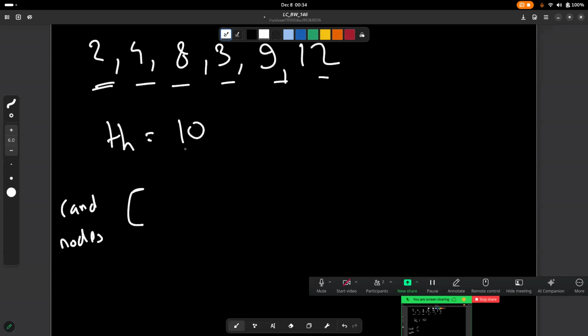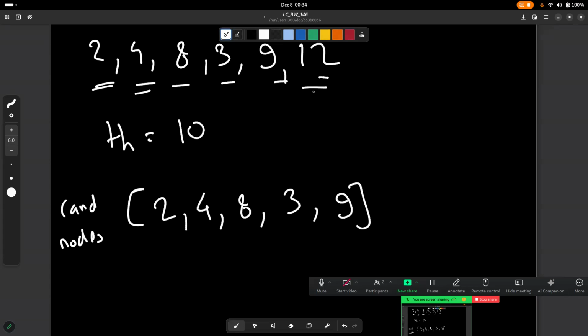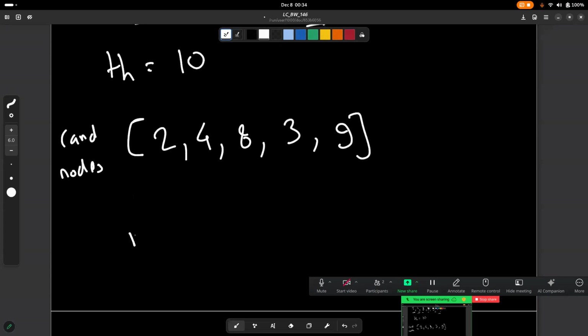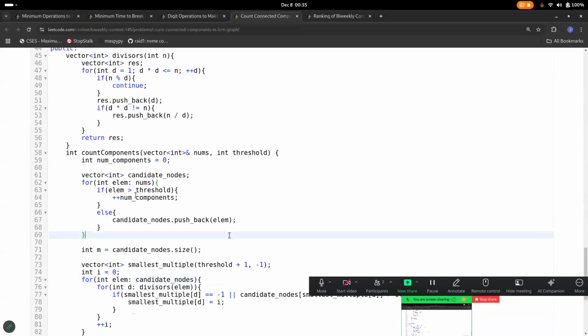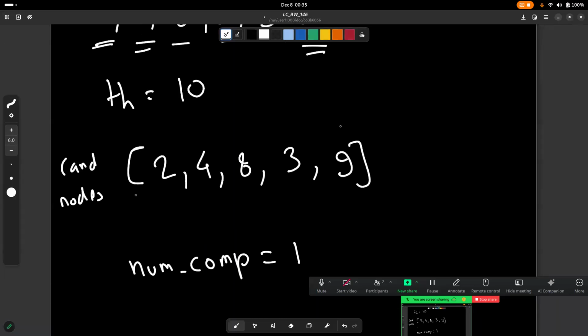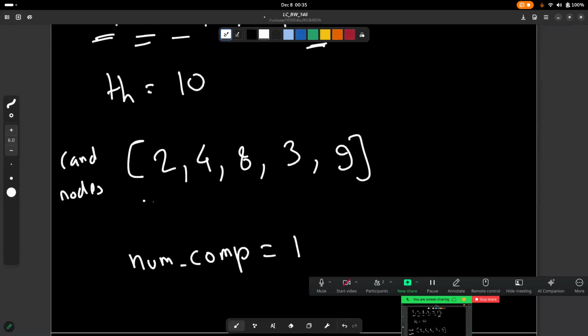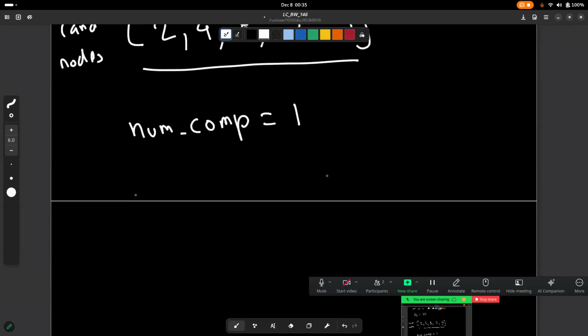We iterate over 2. 2 is less than or equal to 10, so we push it into candidate nodes. 4 is less than or equal to 10, push it. 8 is less than or equal to 10, push it. 3 is less than or equal to 10, push it into candidate nodes, and similarly for 9. But 12 is greater than this threshold, so our num components, which was initially 0, will be set to 1. So this will trigger the condition num components plus plus. Basically 12 will form an isolated component. Now finally we are left with this 2, 4, 8, 3, 9 array.